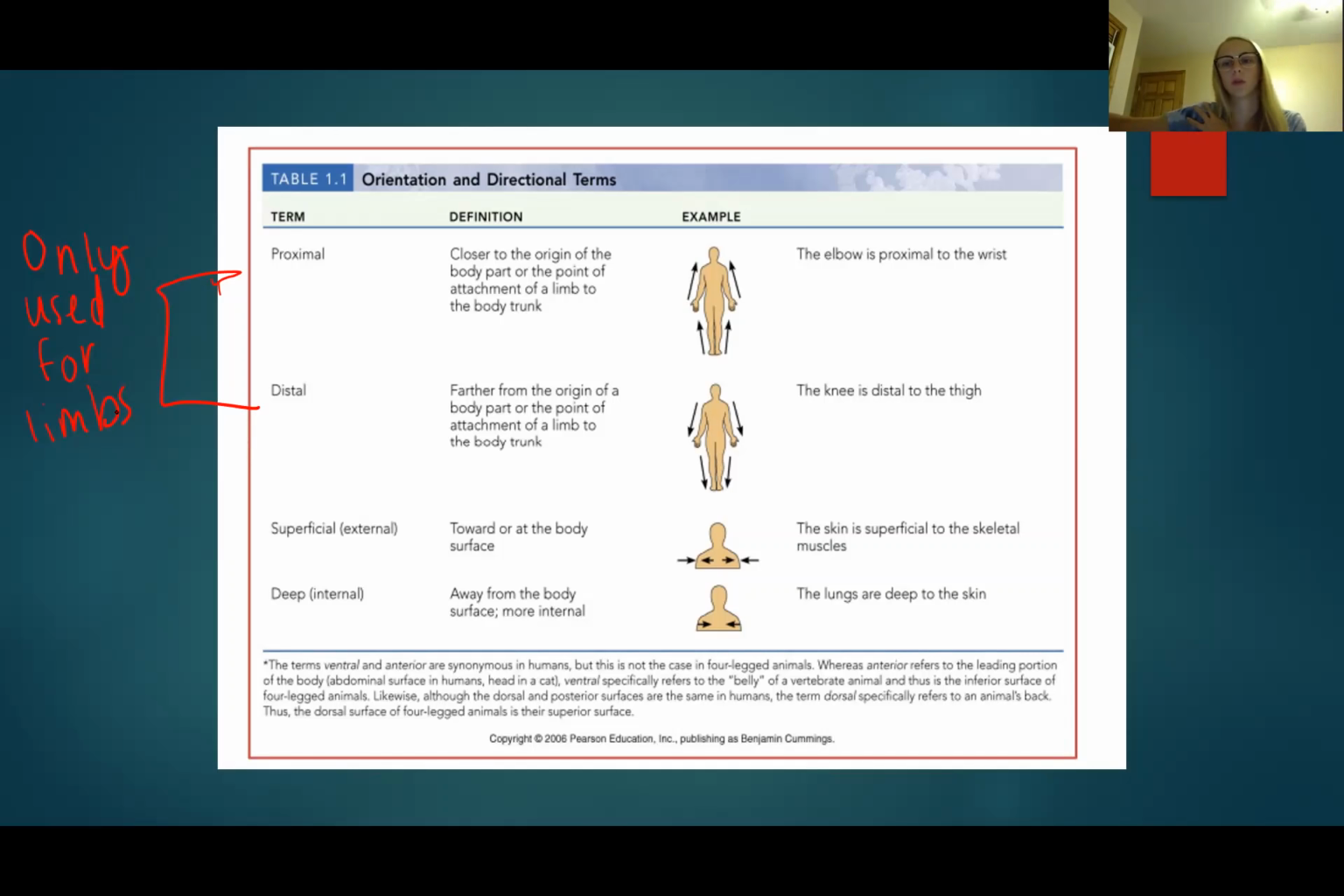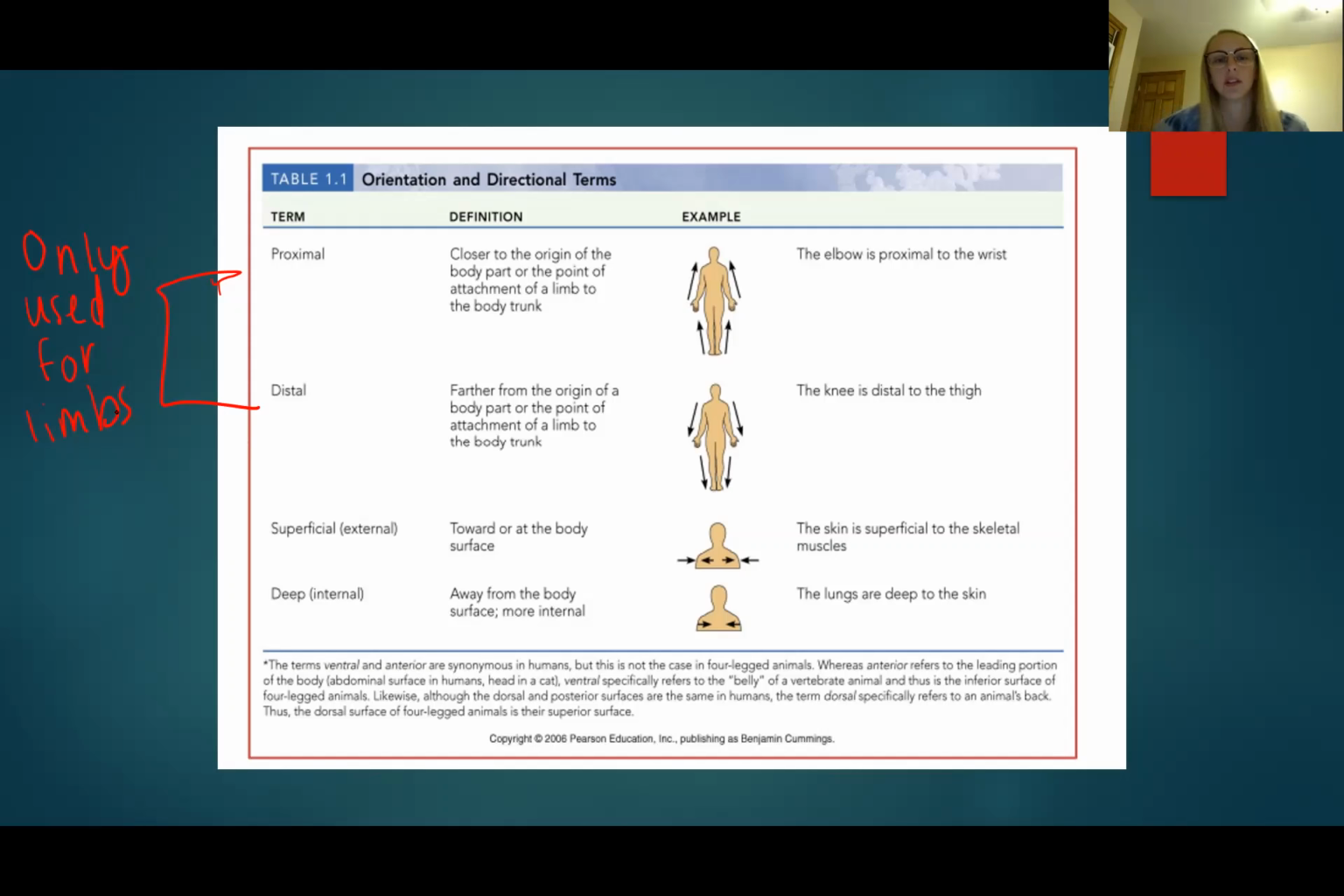So, where your shoulder is the attachment of your arm to your body, to your trunk, to your main part of your body. Your hips are the point of attachment for your legs to the rest of your body. And that's what that's referring to. So here it's saying the elbow is proximal to the wrist because the elbow is closer to where your arm attaches, your shoulder attaches to the main trunk of your body. It's closer. It's in closer proximity.